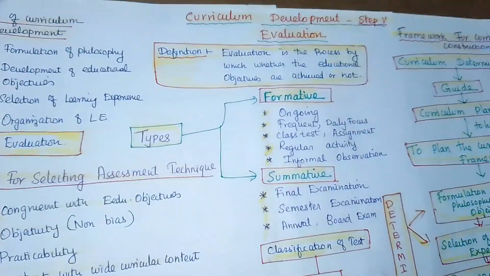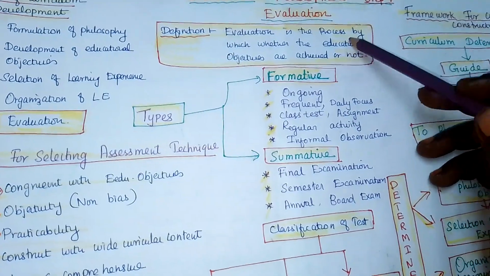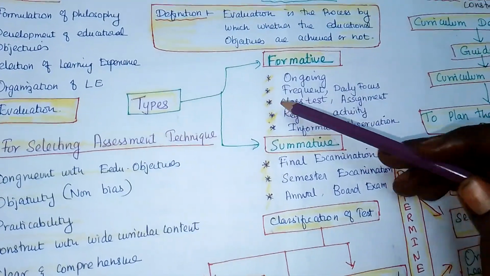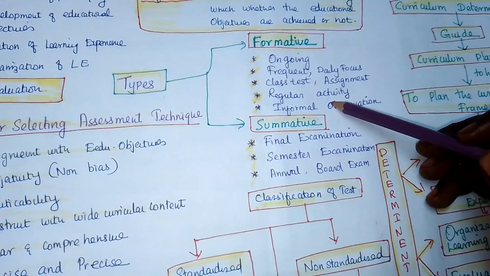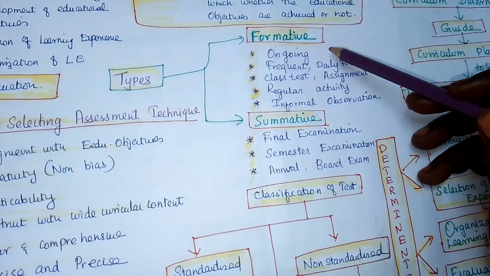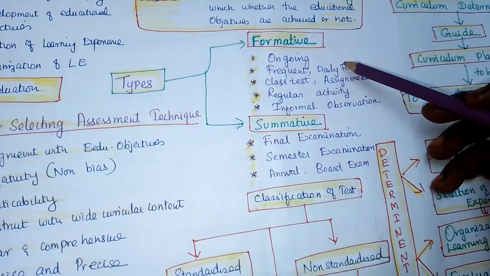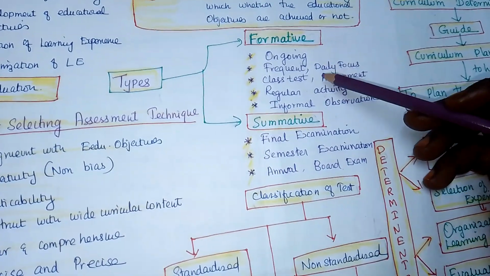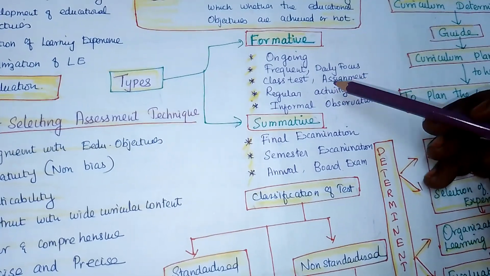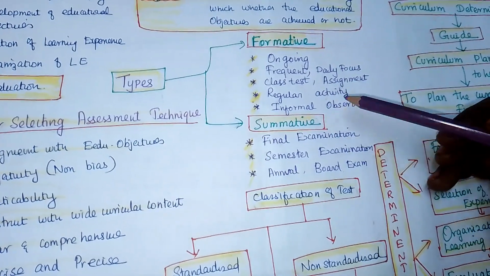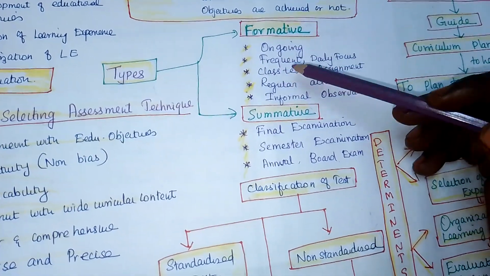So how do they do that? They do the assessment. The assessment is called the evaluation. What are the types of assessment? The types are formative assessment and summative assessment. The formative assessment is ongoing, everyday, frequent, like a daily diary, daily checking, conducting class tests and giving assignments. Regular activity of the students is watched, with informal observation of behavior. All these things will be done by the teacher and the class coordinator.